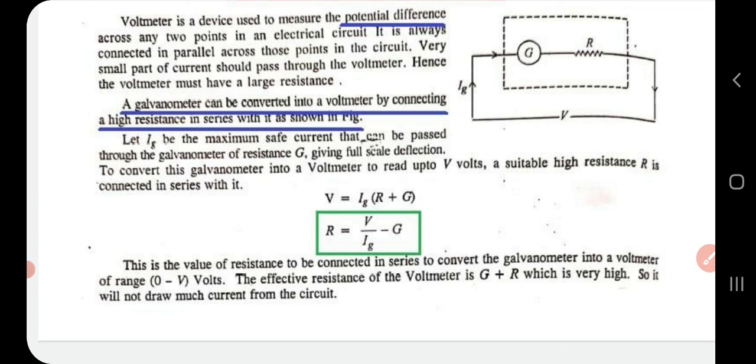Now the effective resistance of the voltmeter is G plus R, which is very high, so it will not draw much current from the circuit. So today we have learned about instruments used for measuring current in an electrical circuit using a galvanometer, and how a galvanometer can be converted into an ammeter and a voltmeter. So with this class we have finished the first half of our module 3, that is experimental methods and error analysis. The first half, as I already said, dealt with measuring instruments. In the next class we will learn about the second half of the same module, which deals with error analysis.